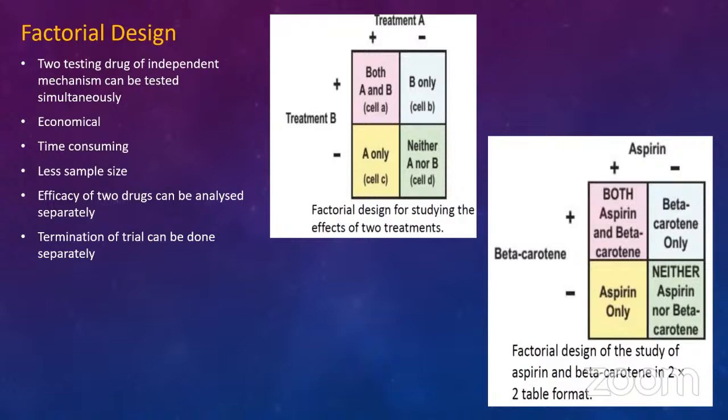Then we have a factorial design. Factorial design is a kind of RCT in which multiple factors are compared together. That is, we can compare two or three arms, like treatment A and B. For example, in the case of aspirin and beta carotene, multiple combinations can be compared in the same trial: aspirin and beta carotene, aspirin only. So using the same study group, we can study multiple drugs.